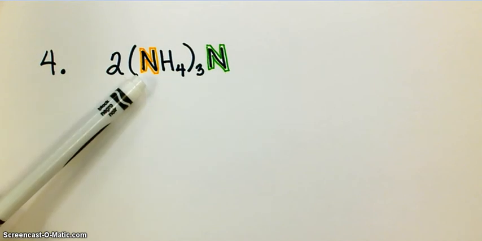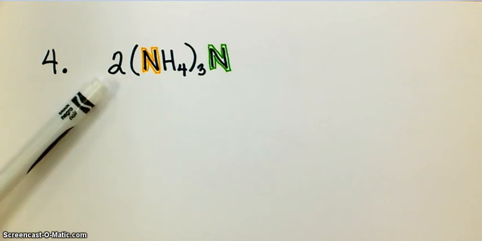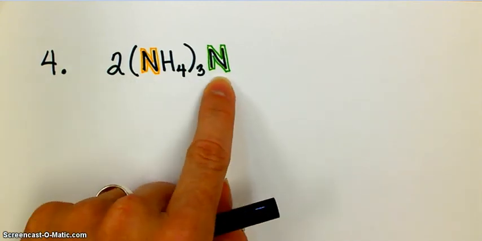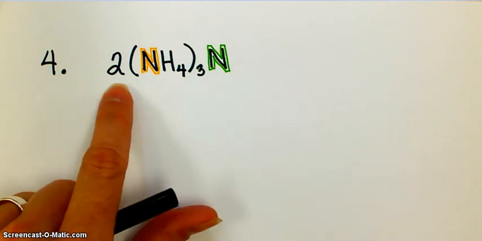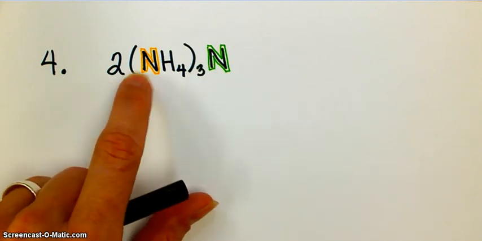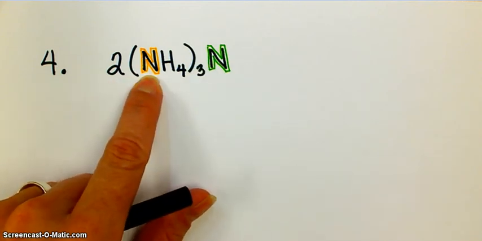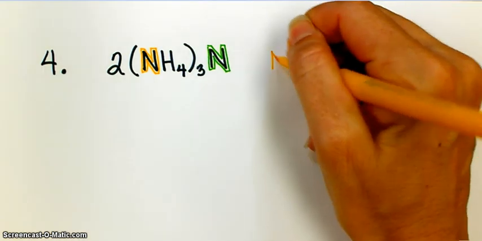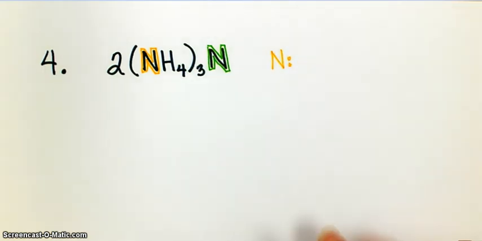Okay. So what is the coefficient in this situation? 2. And that tells you I have 2 molecules of this substance. This substance happens to be ammonium nitride. Okay, and there are 2 molecules. We're going to deal with this first nitrogen. I'll write it in yellow so that you know that's the nitrogen we're dealing with.